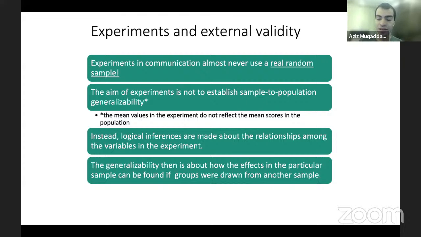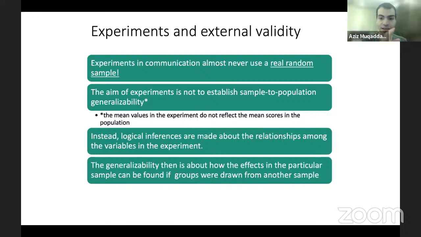So the issue here is that the aim of experiments is actually not to establish sample to population generalizability. Okay, and this is a key difference between experiments and surveys. If you remember the example, if you're doing a survey and I want to know which candidate is going to win the election in one state, the whole point of doing that public opinion survey is that the percentages of my survey would reflect the percentages in the real world, right?